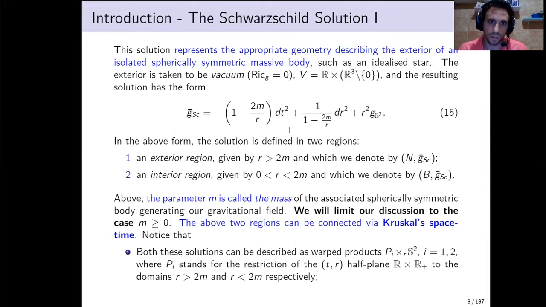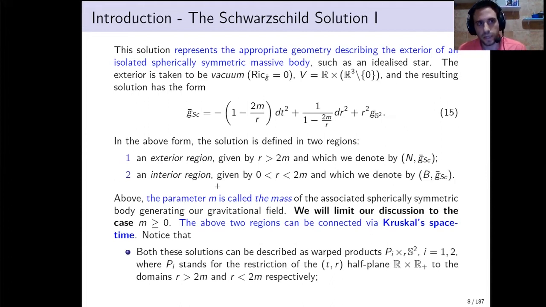We can clearly see that this solution is defined actually in 2 separate regions. One is r greater than 2m, and the other one is this intermediate region from 0 to 2m. And we will denote these regions in this form. And there are a couple of remarks here. The parameter m that we have introduced is called the mass, and it actually represents the mass of the spherically symmetric body that is generating the gravitational field. And we will limit the discussion to the case that m is non-negative, which is a good physical hypothesis.